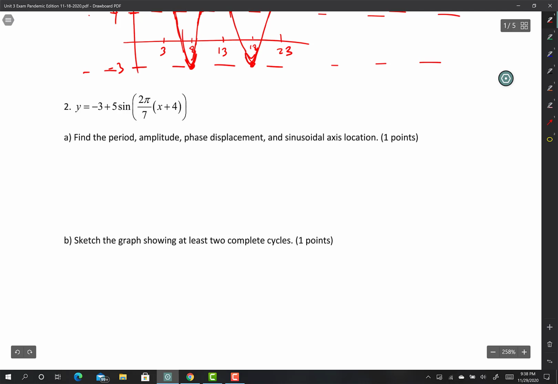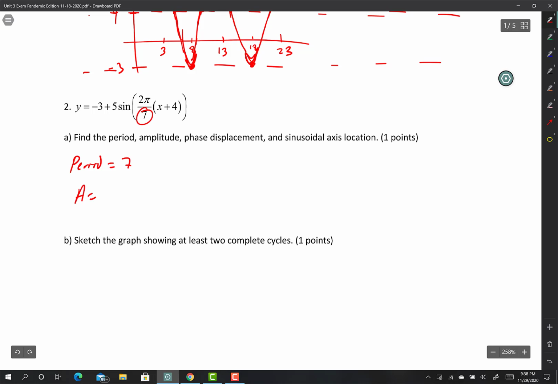Here we go. Find the period, amplitude, phase displacement, sinusoidal axis location. So the period is 7. You can already tell because it's 2 pi divided by that number in the bottom. So that number in the bottom is going to be your period. If you don't know what I'm talking about, well, the period is 2 pi divided by the b. The b happens to be 2 pi over 7. So the period is 7.